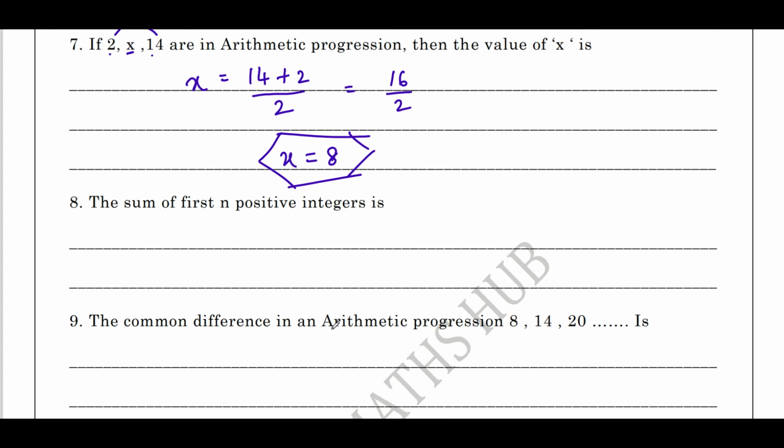The sum of first n positive integers. The sum of n positive integers is given by Sn equals n into (n plus 1) by 2. The sum of n positive integers is given by the formula Sn equals n into (n plus 1) by 2.